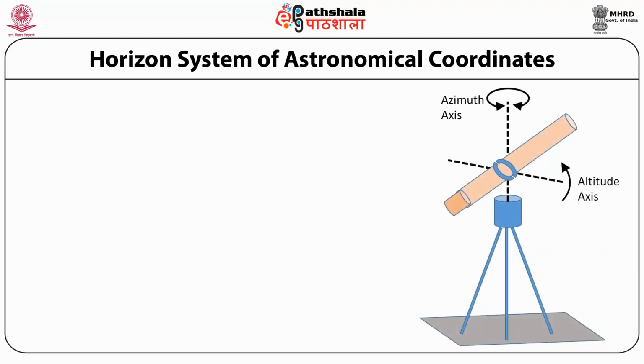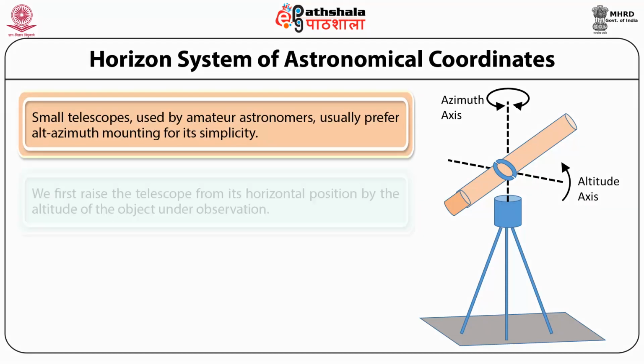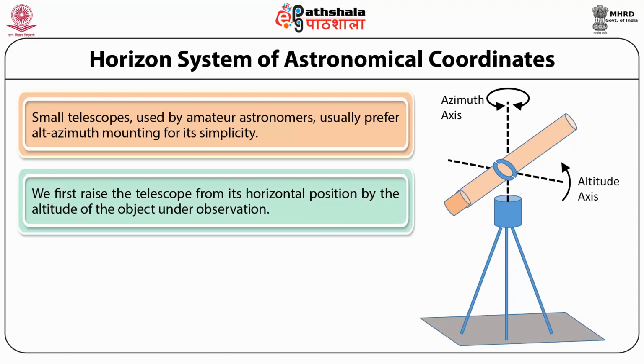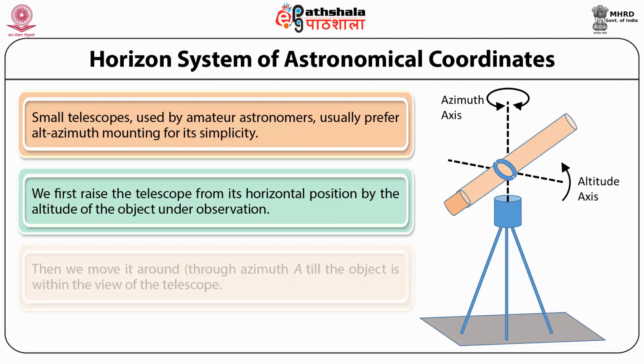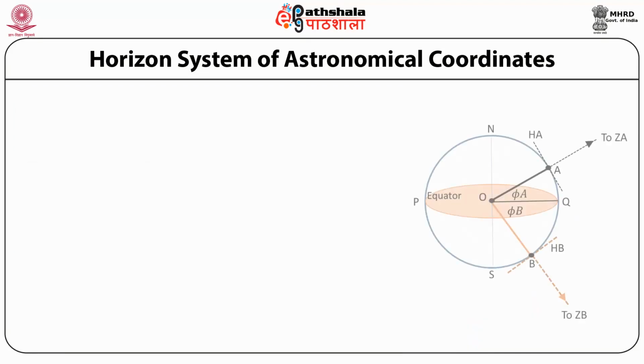We will see why this system of horizon coordinates is important. The system of azimuth and altitude is important because the small telescopes used by amateur astronomers usually prefer altitude-azimuth mounting for their simplicity. In this case, we first raise the telescope from its horizontal position by the altitude of the object under observation, and then we move it around through the azimuth A till the object is within the view of the telescope. We will see the drawbacks of the horizon system.